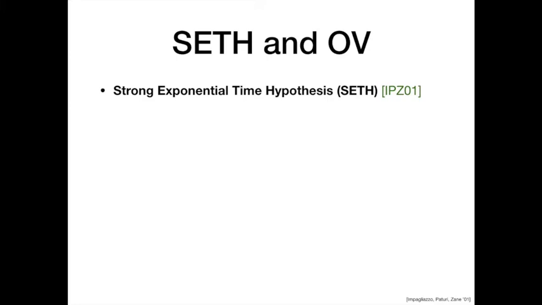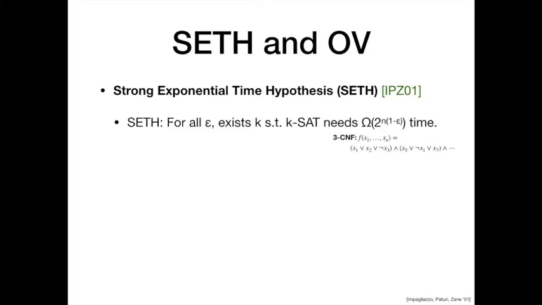SETH stands for the strong exponential time hypothesis, and it states that for all epsilon, there exists a k such that k-SAT needs 2^{n(1-epsilon)} time. Recall k-SAT is where you're given a k-CNF formula, an AND of ORs where every OR has k variables, and you want to know if there's a satisfying assignment. A trivial algorithm is to try every possible assignment. This takes 2^n time, and SETH states that this is essentially the best you can do as k gets larger.